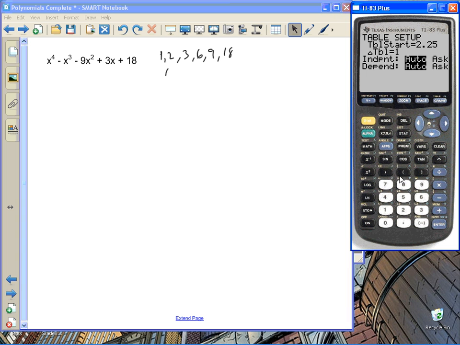There's no point in going up by 0.25. I might as well just go by 1. See if any pop out at me. Nope, I'm not seeing any here. Let's see.